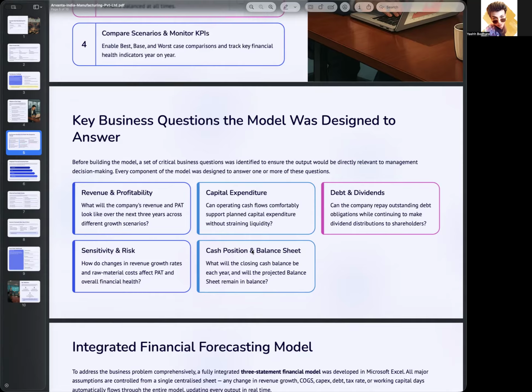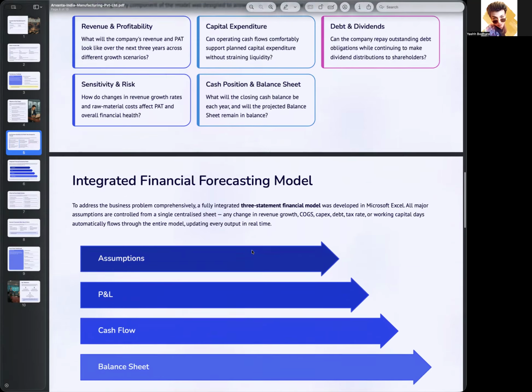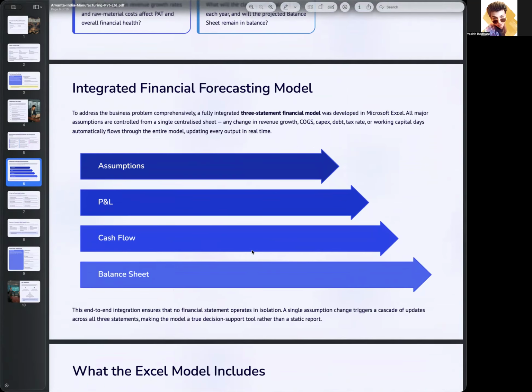Now, you see, every sheet and calculation in the workbook was designed to answer one or more of these business questions. Moving on to the integrated financial forecasting model. So, to solve the problem, I developed a fully integrated three statement financial model in Microsoft Excel.